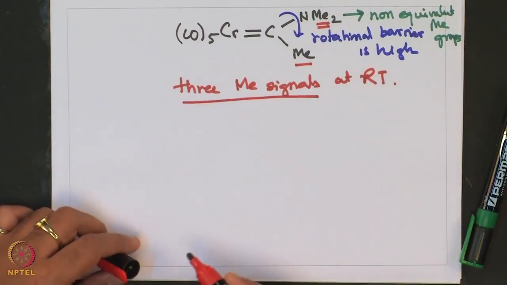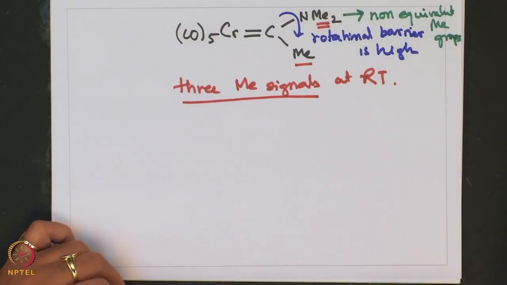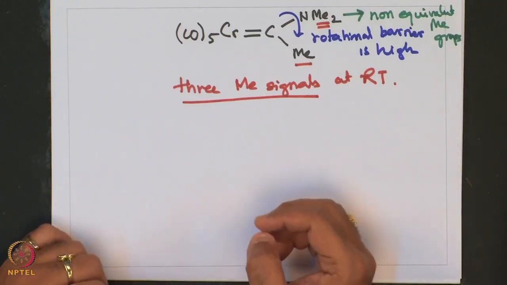Now what one sees is that if the C-heteroatom rotation barrier is increased, then the non-equivalent methyl groups or the protons show up, and that results in the inequivalent spectrum that we observe.